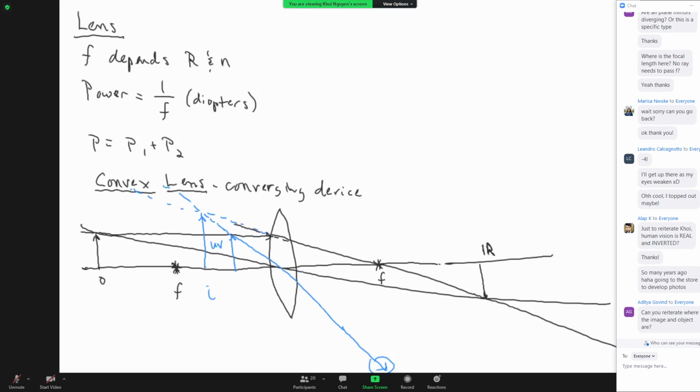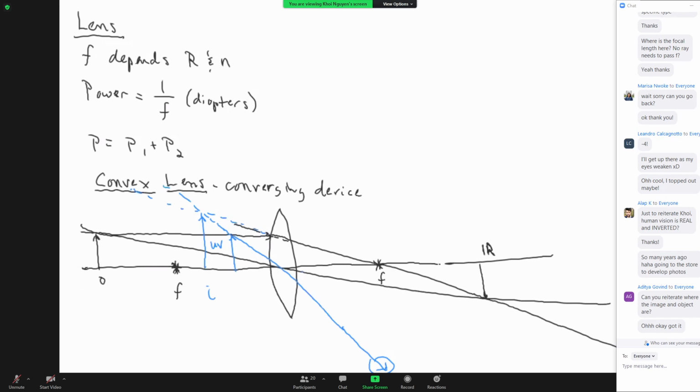To get a real image, it's always going to be behind the device for a lens, or in front of the device for a mirror. To get a virtual image, it's always behind the device for a mirror, or in front of the device for the lens. Sorry, had to think about it real quick before I say it out loud. Any questions on the convex lens?